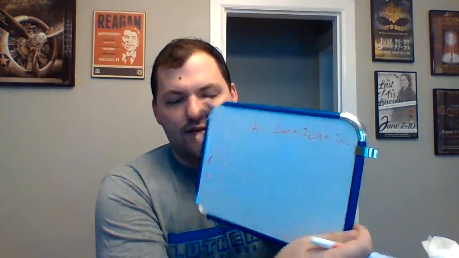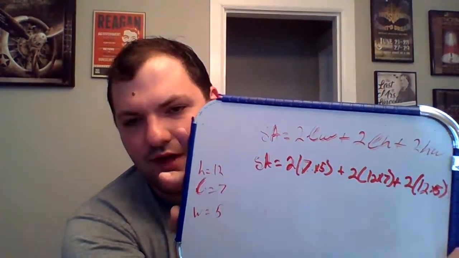Okay, got that? And I plug it in. Surface area equals 2 times 12 times 5, plus 2 times 12 times 7, plus 2 times 7. Oops. Oh, yep. I put the height in the wrong spot. Whoops. 7 times 5, 12 times 7, and then 12 times 5. There we go. So you should have something very similar to that.